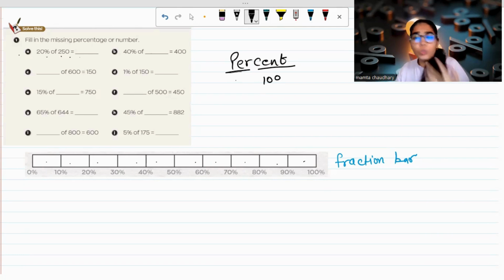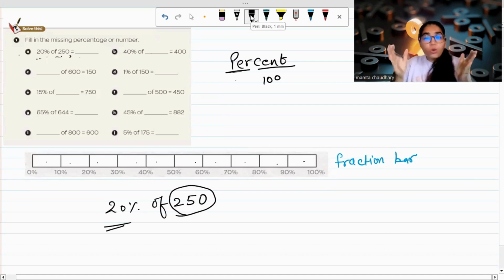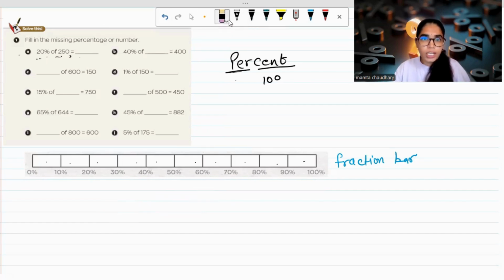Now we will use this bar to find the value. The first question is 20% of 250. Whenever we write it like that, 20% is the percentage and 250 is the whole. Whole means 100%. It means the complete 10 parts of this fraction bar. So now let's find it. I'll mark it properly.